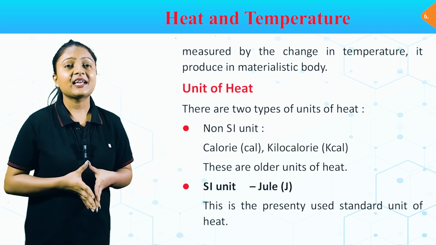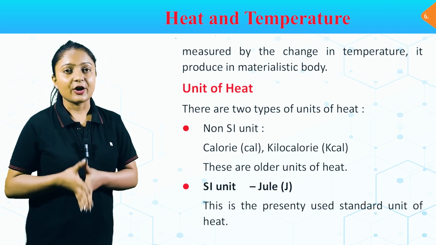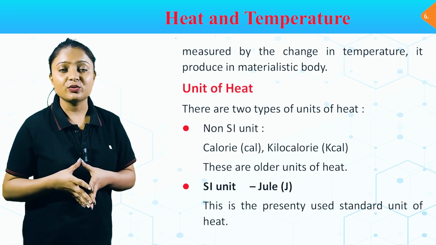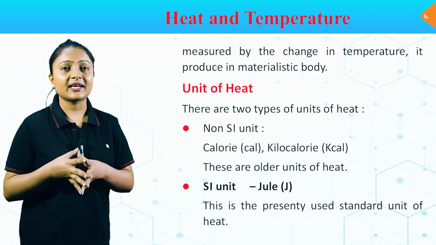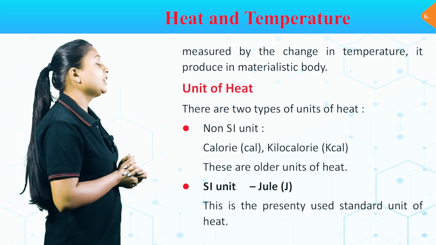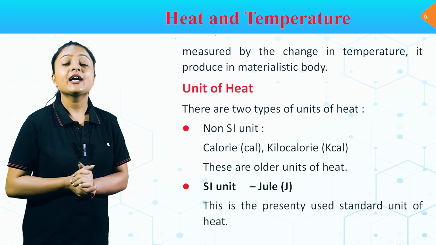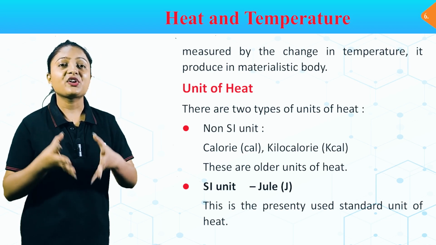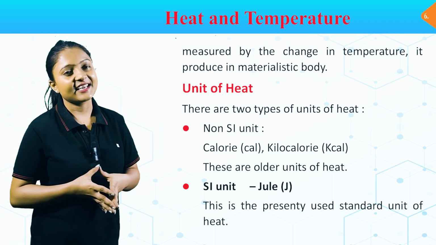तो हम हीट का पता लगाते हैं चेंज इन टेम्परेचर से. और हीट की दो टाइप की यूनिट होती हैं. एक स्टैंडर्ड यूनिट जो कि जूल है और पुरानी यूनिट जिसको हम पुराने टाइम पे यूज करते थे जो कि कैलोरी और किलो कैलोरी है. तो हीट को हम अलग अलग तरीकों से लॉस ऑफ एनर्जी को भी हीट का लॉस कह सकते हैं और गेन ऑफ एनर्जी को भी हीट का गेन कह सकते हैं.